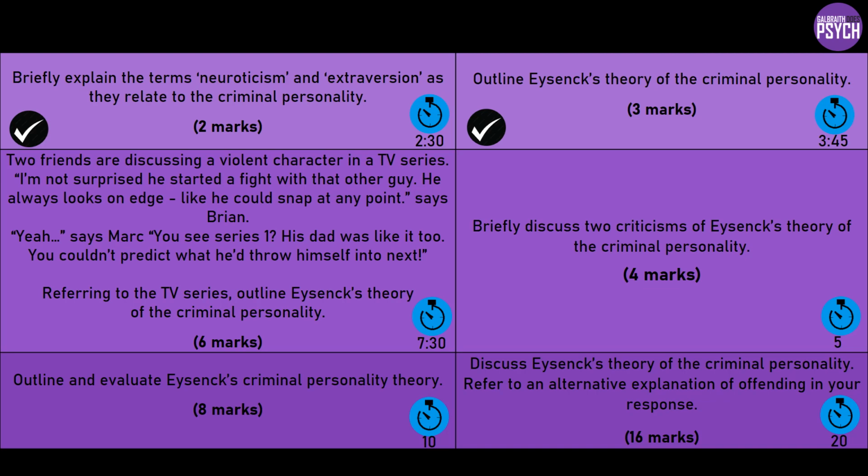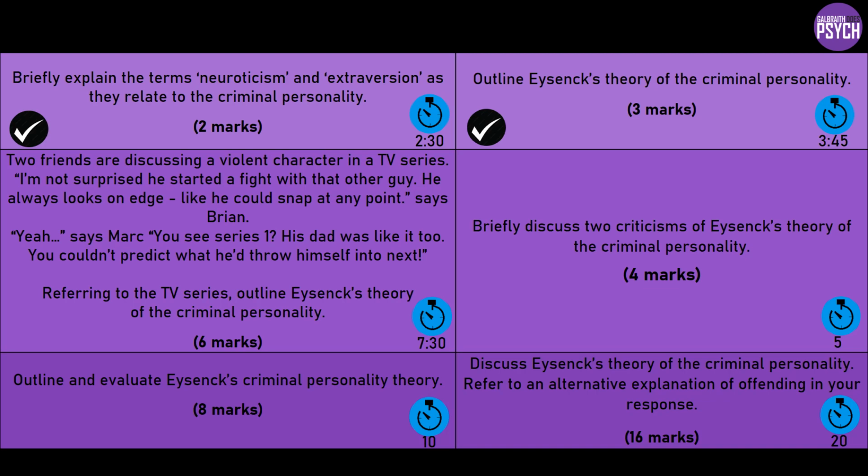Okay, we've now got an application question, and we're talking about a violent character in a TV series. And the question is, referring to this stem, outline Eysenck's theory. Fine. So we've got 2 people talking about the character. Brian is basically saying this person in the show, he's always on edge, looks like he can snap. That's signalling to me possibly that this character in the show is maybe a bit unstable. Maybe you could work in neuroticism there.